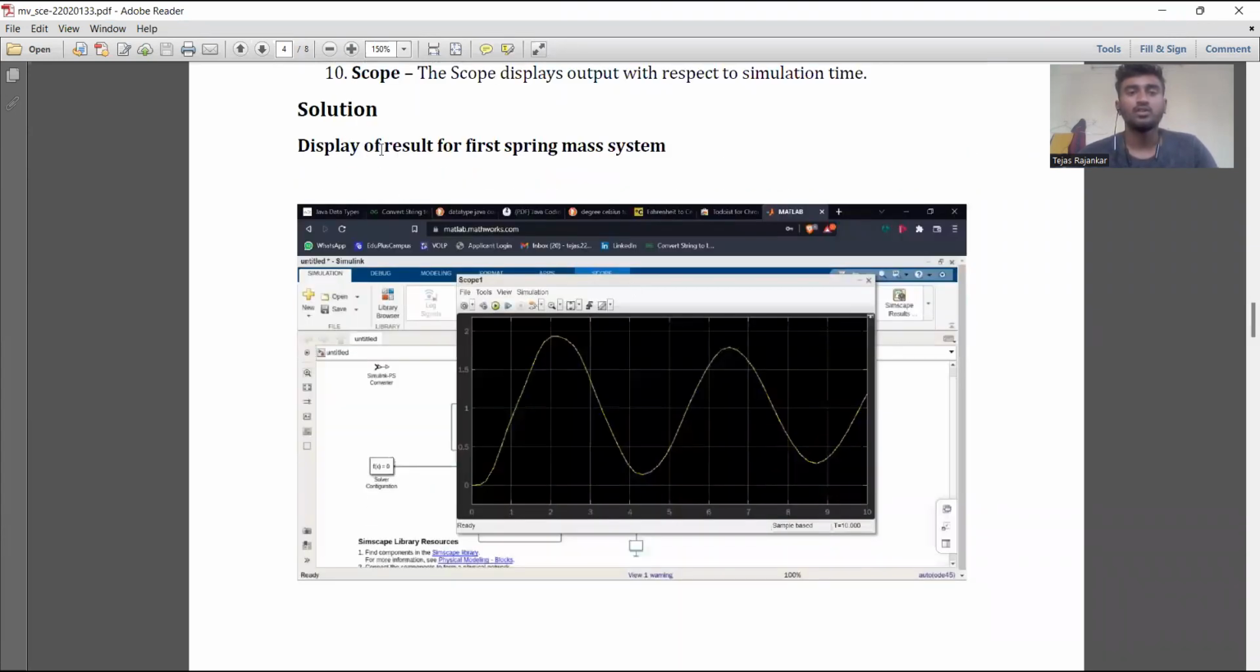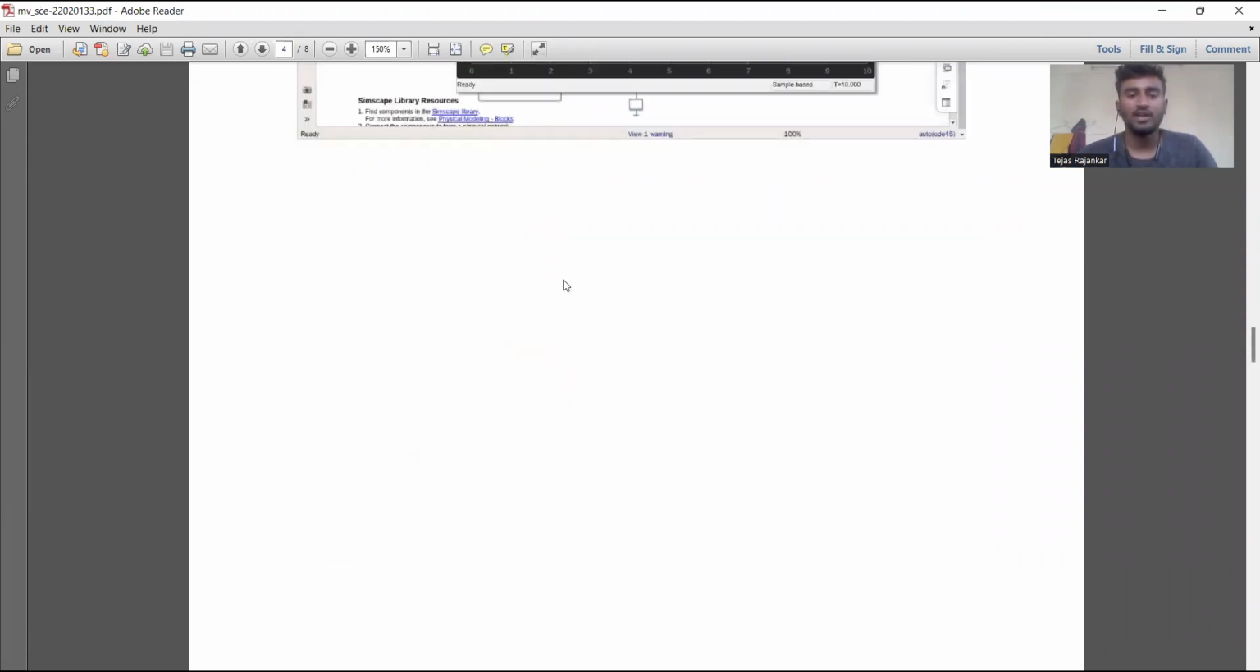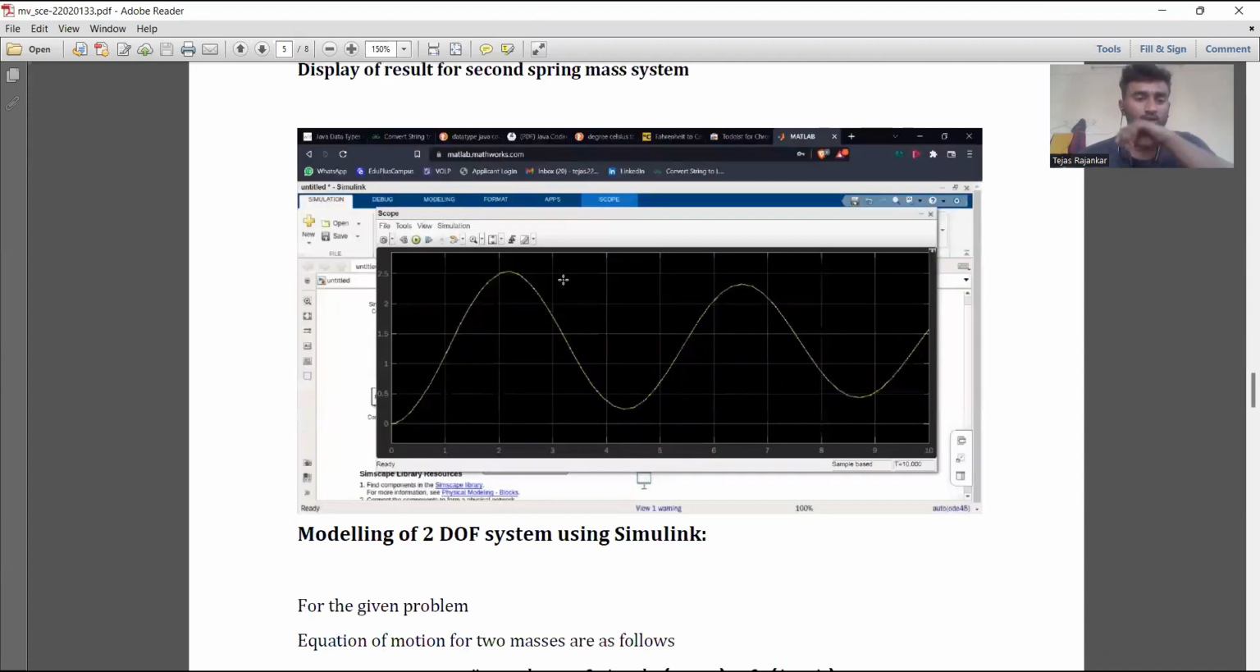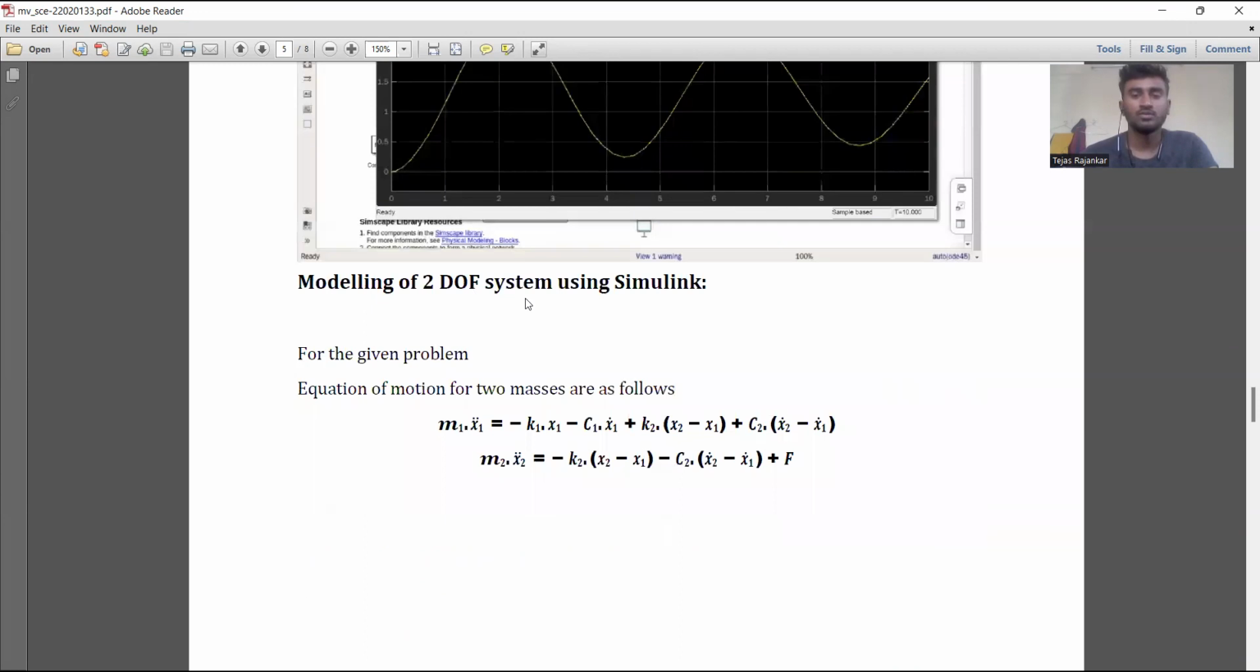This is the display of the result for the first spring mass system, and after that, by changing the input, we got this type of result.